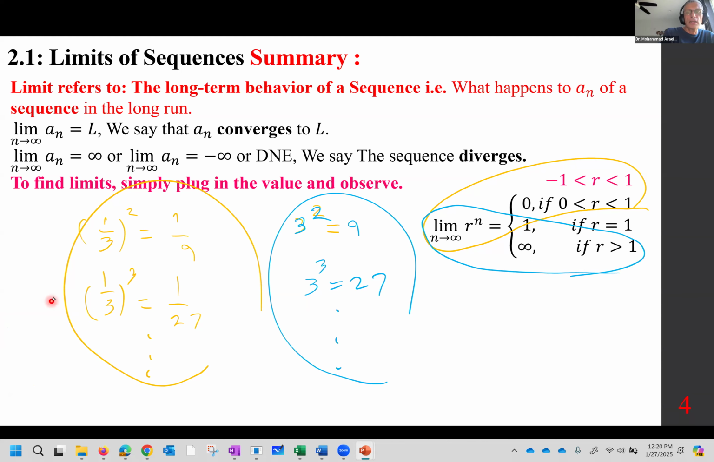Therefore, the limit of r to the power of n as n approaches infinity depends on the value of r. If it's between negative 1 and 1, ultimately goes to 0 because it becomes smaller and smaller. If it's 1, it's 1. And if it's larger than 1, the answer is infinity.